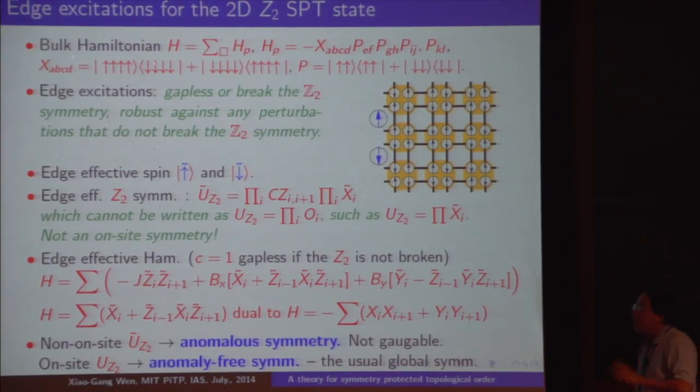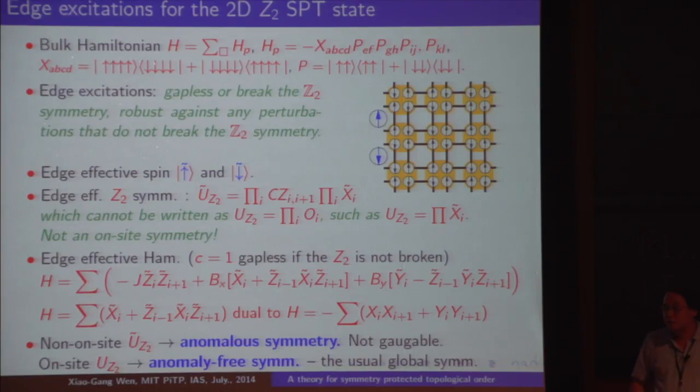And so the key point is that this is not an on-site symmetry. Usually when we say global Z2 symmetry, we also implicitly assume this Z2 symmetry is on-site. They act on each lattice vector space individually as a product. It's like this. So this is the on-site symmetry. But this Z2 symmetry on the boundary is not on-site.